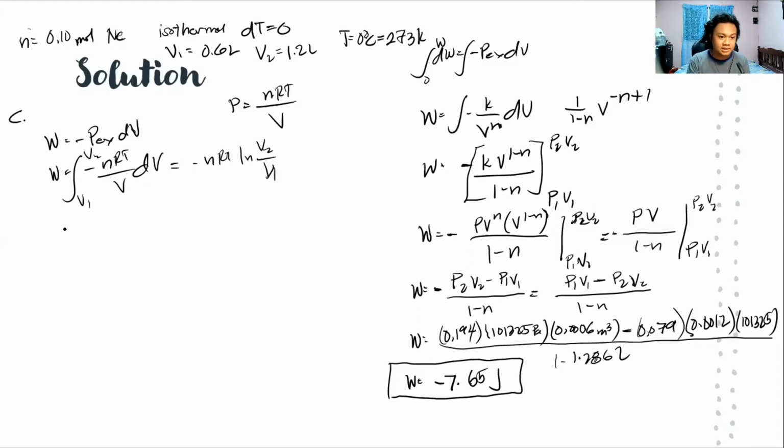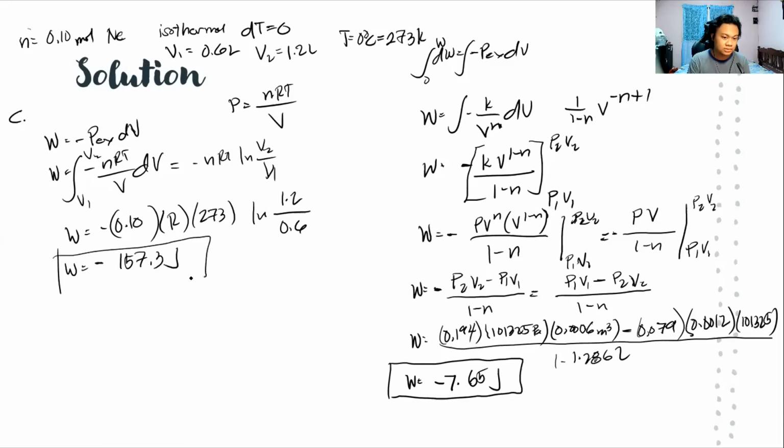Okay, then just substitute. You can get actually 0.10 and then R 8.314 times 273 Kelvin, and then ln 1.2.6, and then you will get negative 157.3 joules. Okay, that's easy actually.